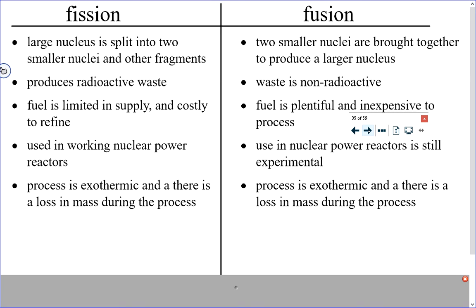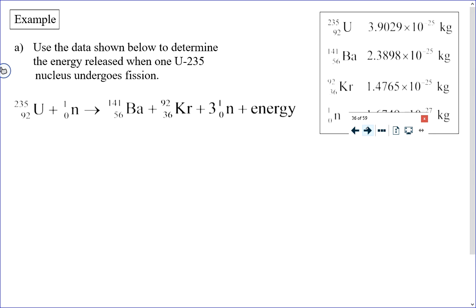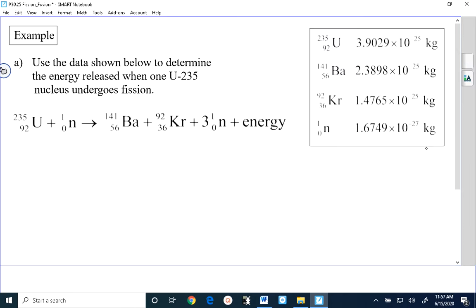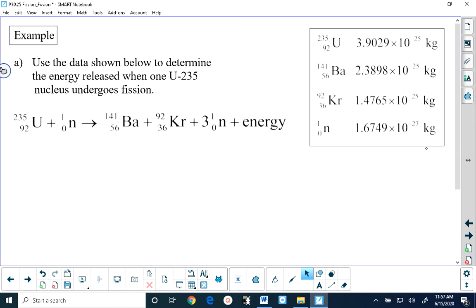Both of these processes are exothermic, and both of them have a loss of mass and a release of energy during the process. So we're going to do some examples now. The examples are just going to be applications of E equals mc squared. If we go back to our illustration of fission, where we have uranium-235 plus a neutron producing the barium, krypton, and 3 neutrons, we can use the mass of all of those pieces to determine the energy released. What we are going to have to do is calculate how much mass we have before the nuclear change and calculate how much mass we have after the nuclear change so that we can compare the two.